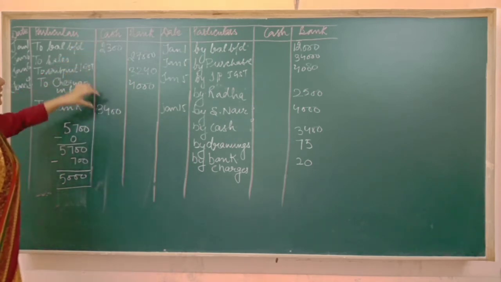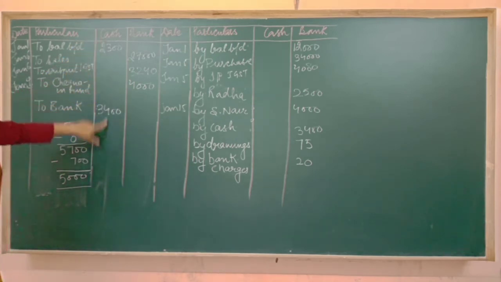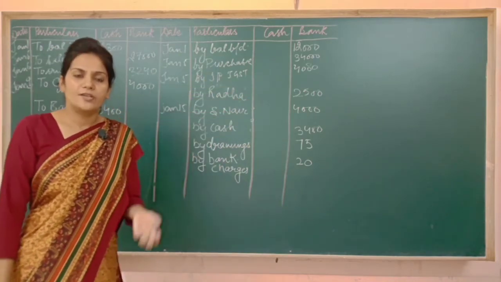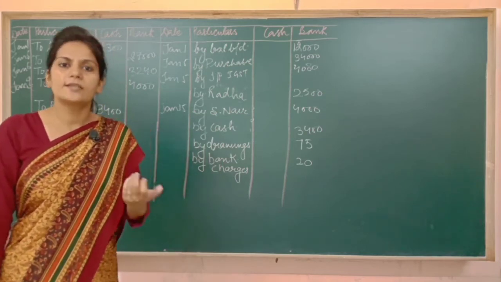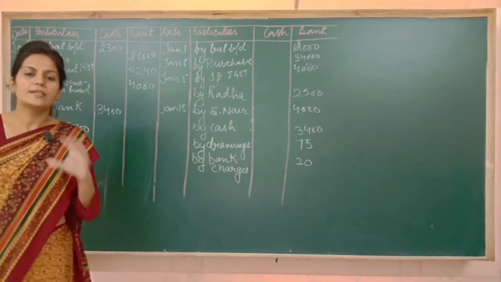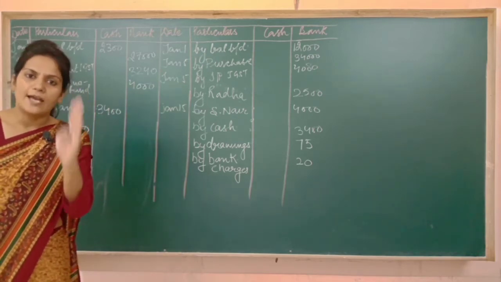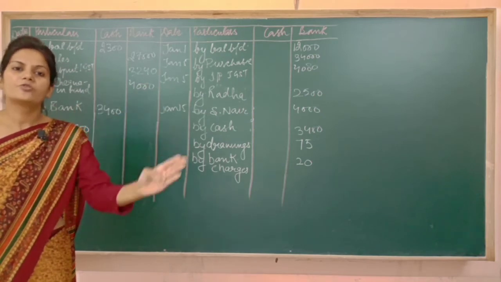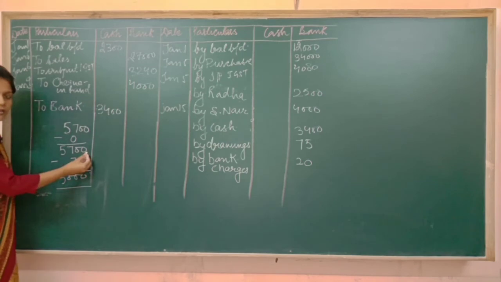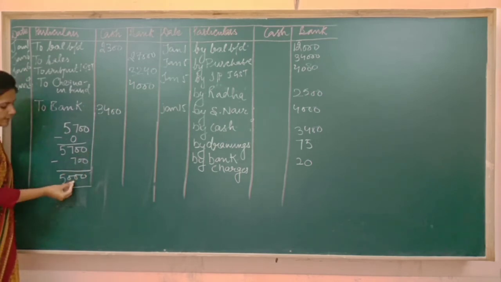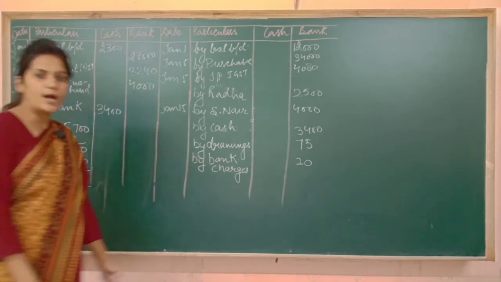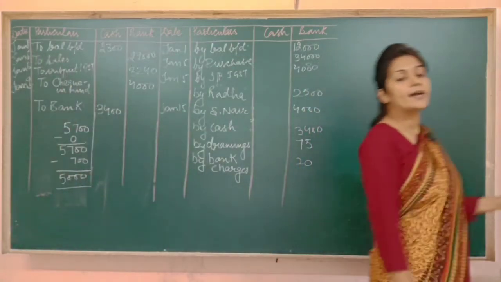Total cash that has come into the business is 5700. Out of 5700, I have not spent anything. It means 5700 in the form of cash is in the business. I want that instead of keeping 5700 in the business, we should keep only cash of rupees 700 and deposit the leftover amount in the bank. So if out of 5700, 700 I am keeping with me, then how much am I depositing into the bank? 5000.